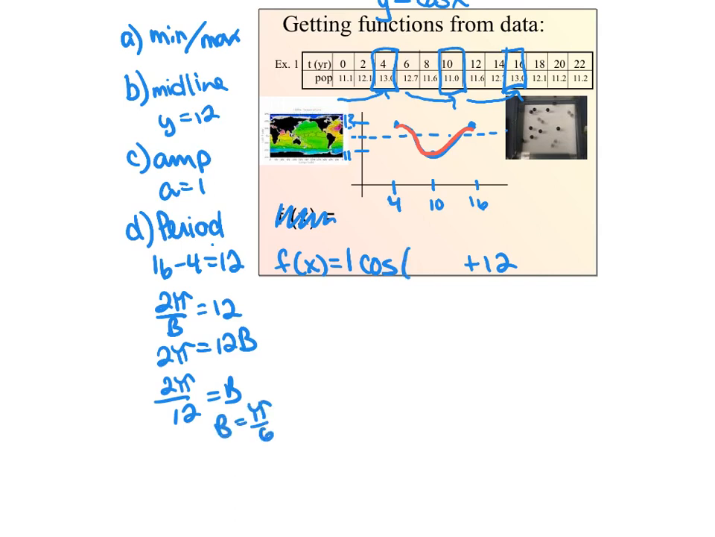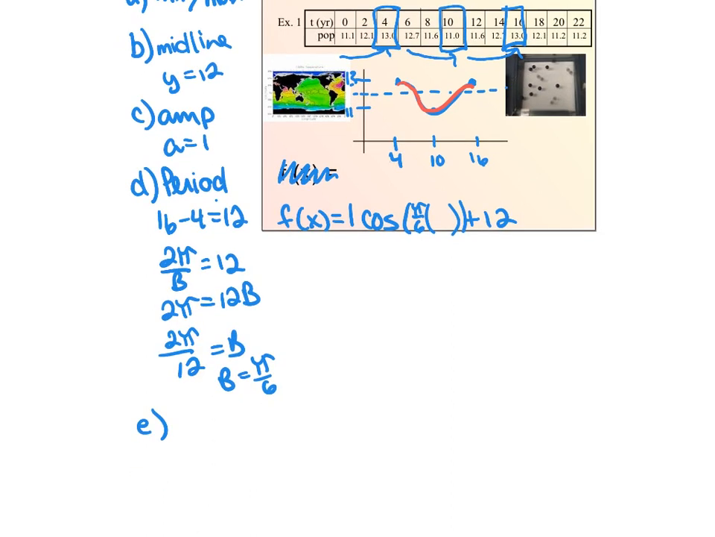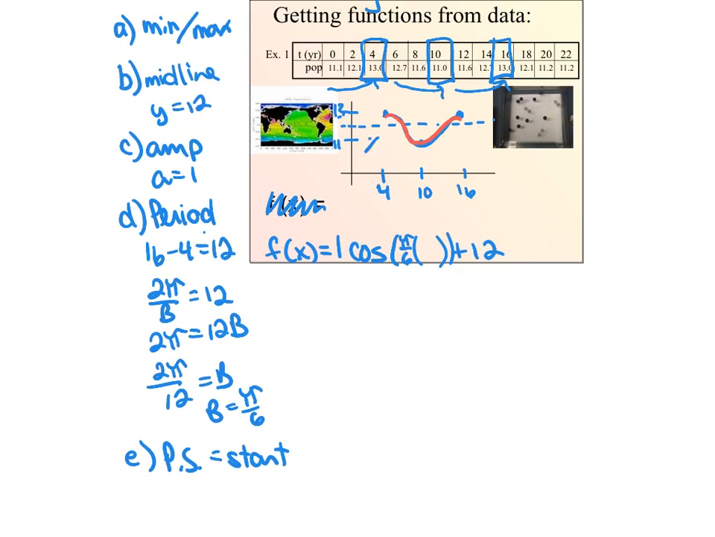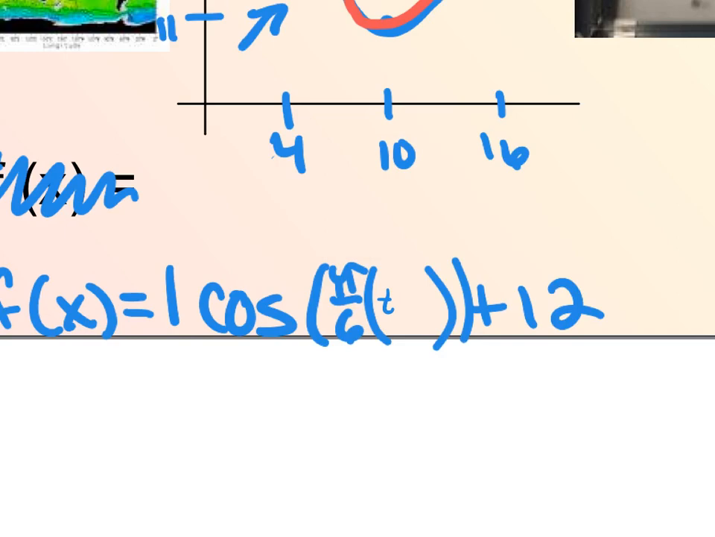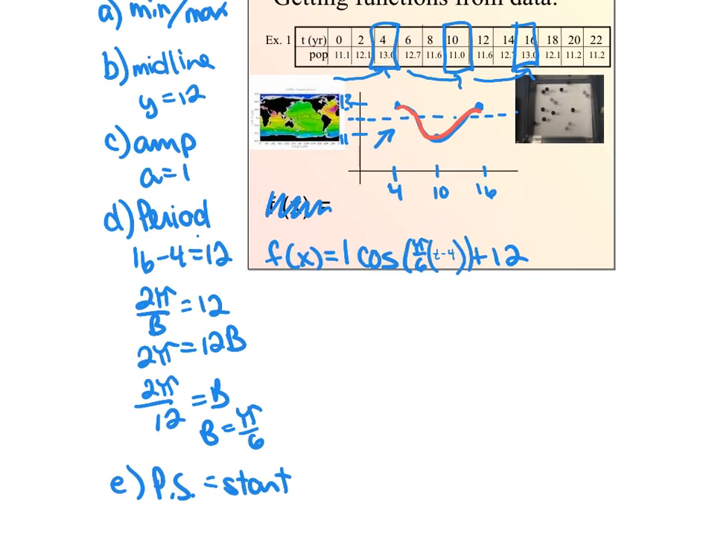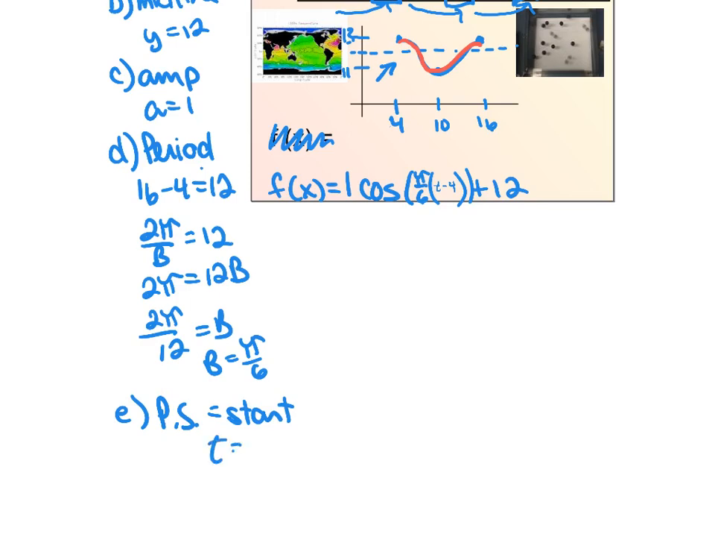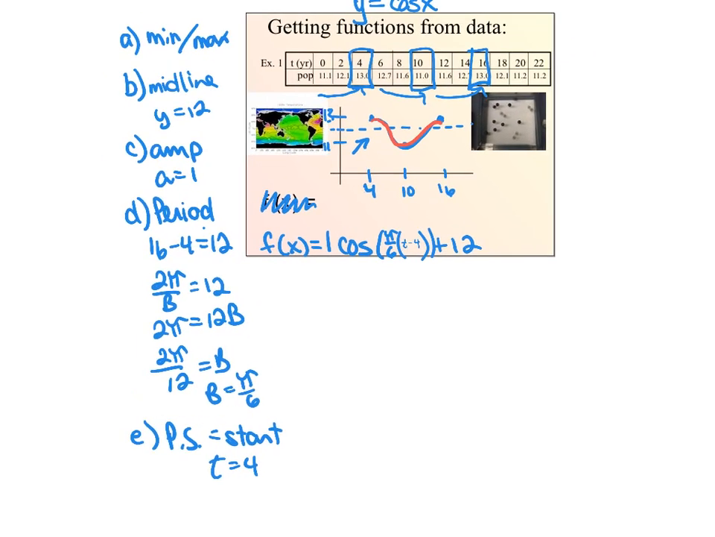So I'm going to write pi over 6 here, and we need one more set of parentheses to figure out our phase shift. The phase shift is the beginning. Where does this cosine curve start? Well, this cosine curve starts here at 4. So we're going to put t in, and since it went right 4, we'll do t minus 4 for our phase shift.